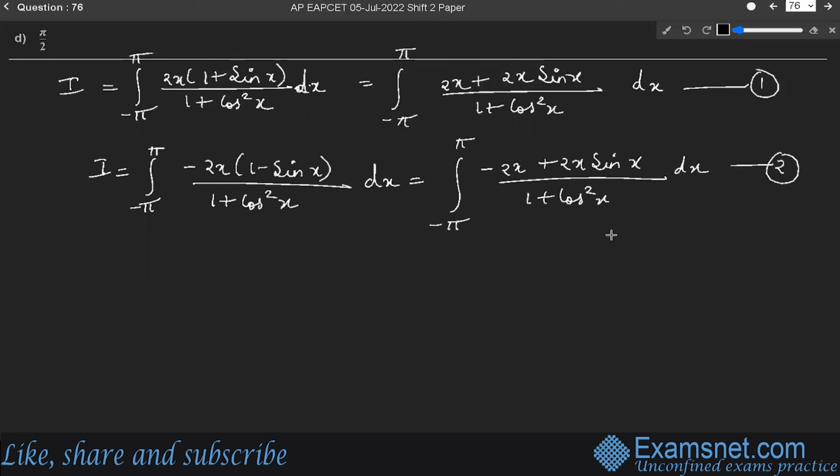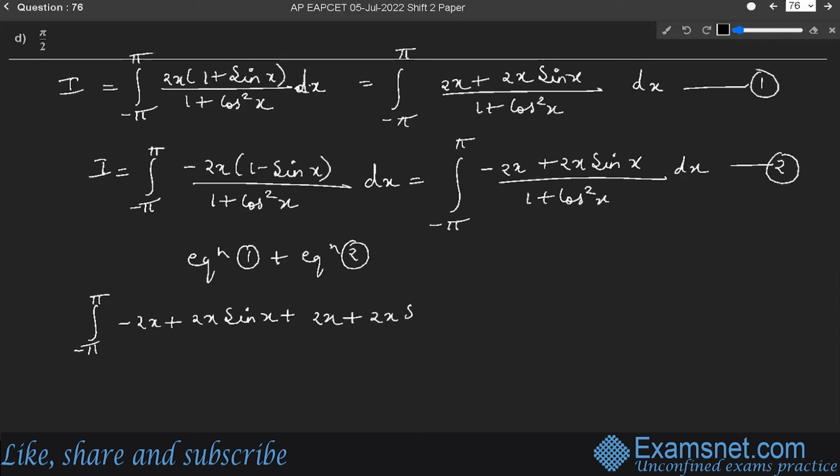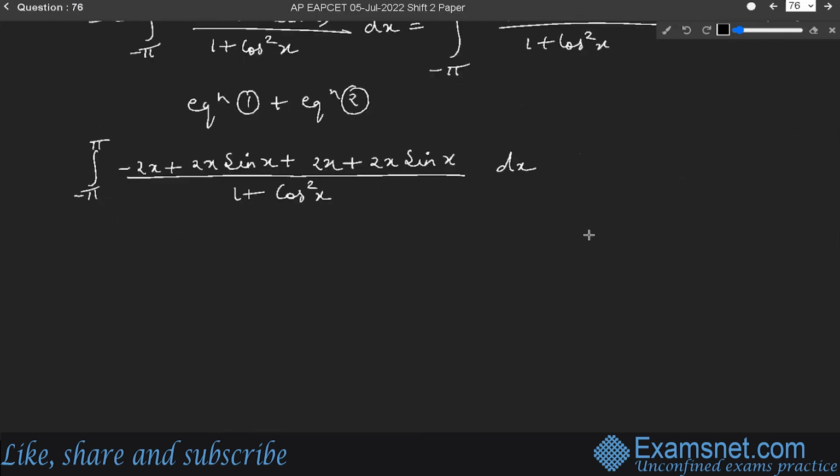We have two equations. On adding both the equations, which is equation 1 plus equation 2, we get integral of minus pi to pi of minus 2x plus 2x sine x plus 2x plus 2x sine x, whole divided by 1 plus cos square x dx. So this will be equal to integral of minus pi to pi 4x sine x divided by 1 plus cos square x dx. Now put cos x is equal to t.